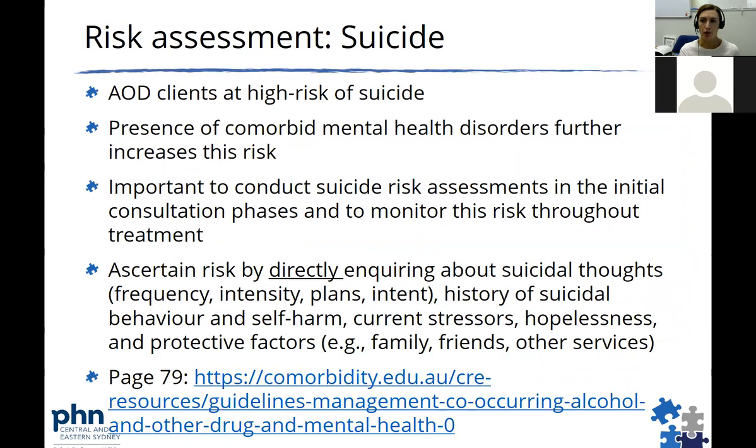AOD clients are at high risk of suicide, and the presence of comorbidity further increases this risk. So it's really important to conduct suicide risk assessments in the initial consultation phases and then monitor this risk throughout treatment. To ascertain risk by directly asking about suicidal thoughts, the frequency, intensity, plans and intent, the history of suicidal behaviour and self-harm, current stresses, hopelessness and protective factors, so for example, family, friends and other services. And more information about suicide risk assessments can be found on the hyperlink that I've put on screen there.